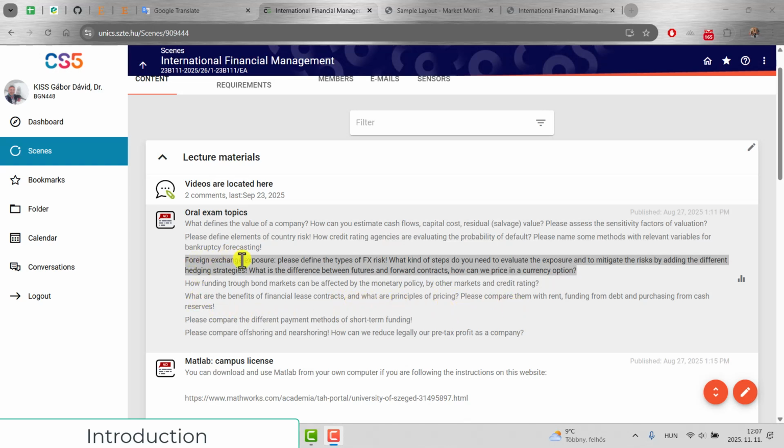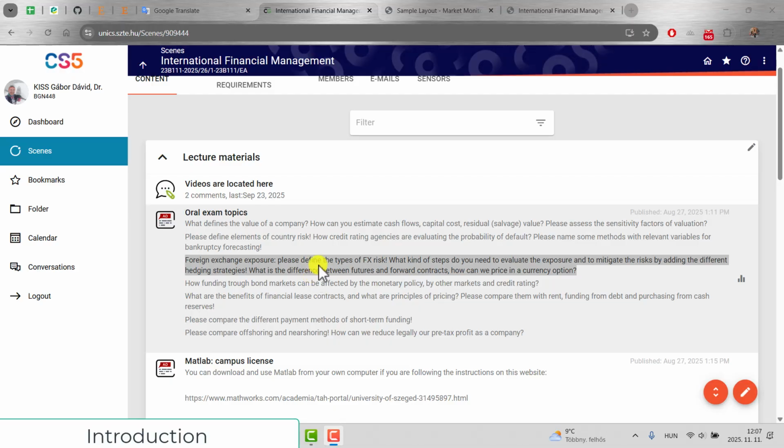So now it's time to start with the next major topic, and this is foreign exchange exposure. So what types are there available for us, and how can we imagine them, and how can we hedge all these things?